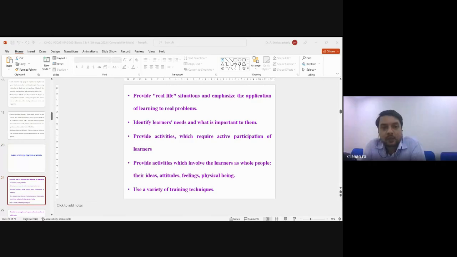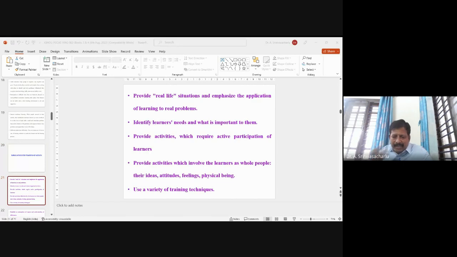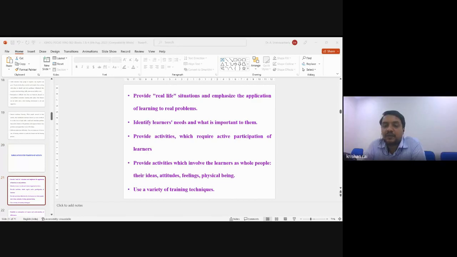Provide real life situations and emphasize the application of learning to real problems. Yes. Identify learners' needs and what is important to them. What do you mean by that? Sir, I mean the real life experience which they might get in their life. So it's kind of a role play where we let them be a part of that experience. Okay.